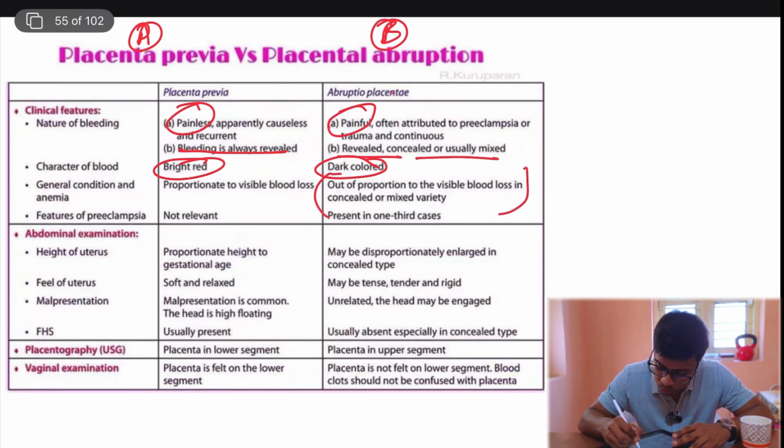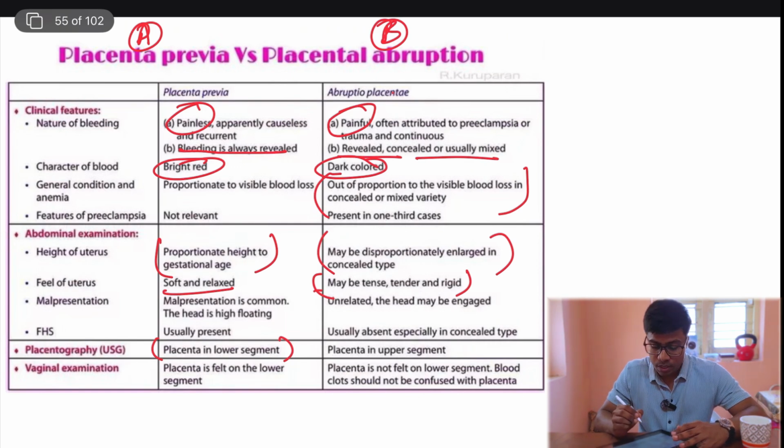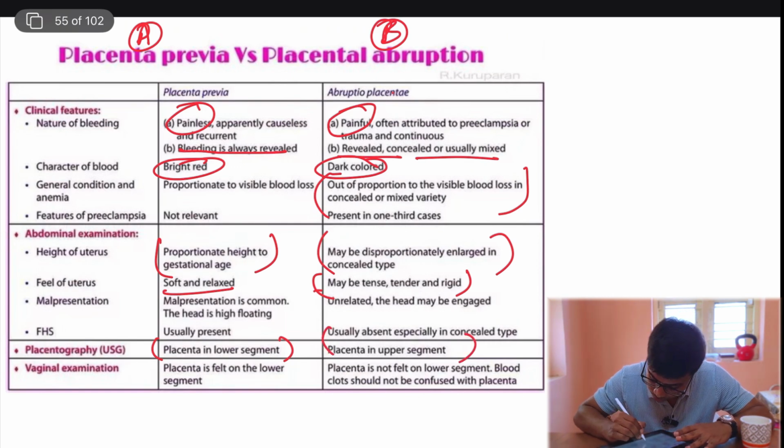And bleeding will be out of proportion in abruption. It's a heavy bleeding there. Height of uterus will be proportionate in previa, and it's not proportionate in abruption. Then the uterus is soft and relaxed in previa, maybe tense and rigid here in abruption. Apart from that, you should see the placental location: previa in lower segment, abruption in upper segment.